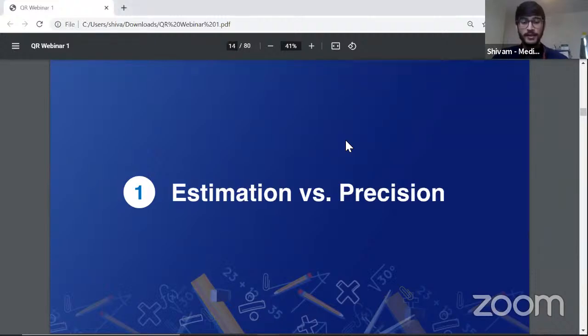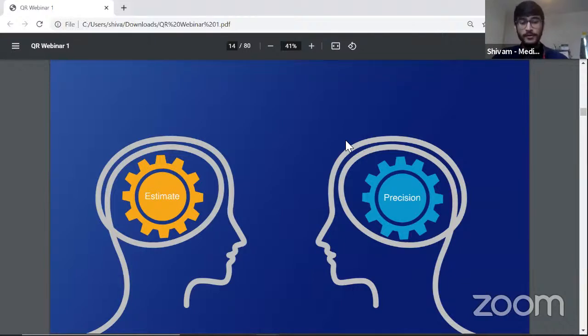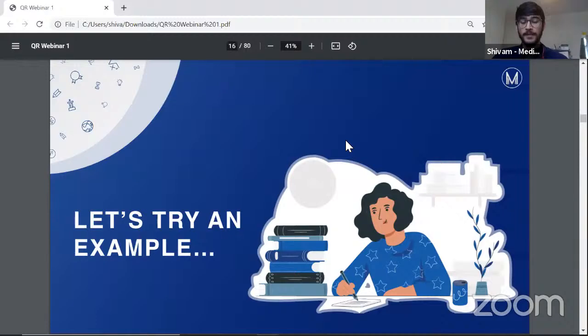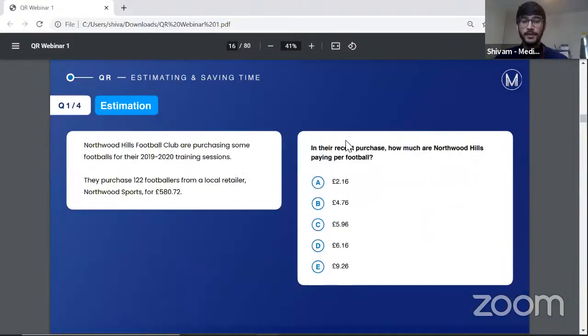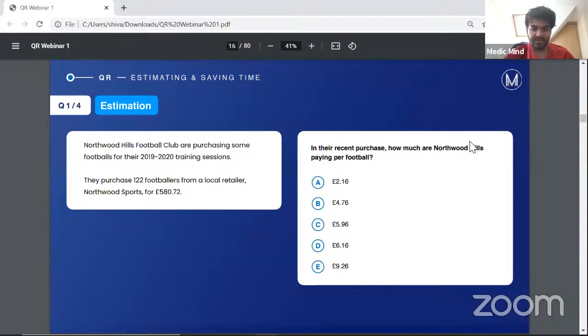Perfect. So I'm just going to go on to the next slide now. And again, we've covered what the difference is between estimating and precision. So let's go through an example here. We've got a question here. So have we got the quiz set up here, Ashir? Yes, we have, which I'm just going to start now.